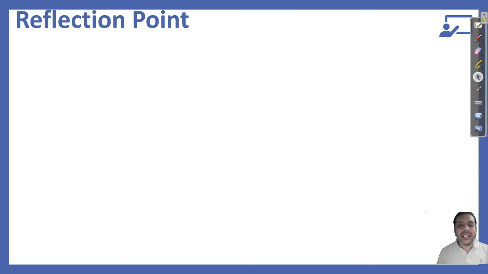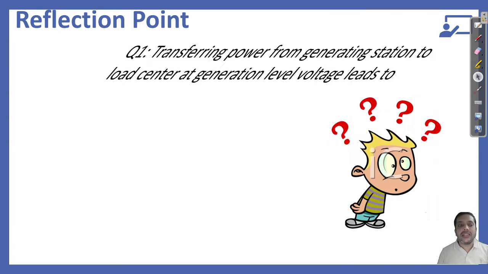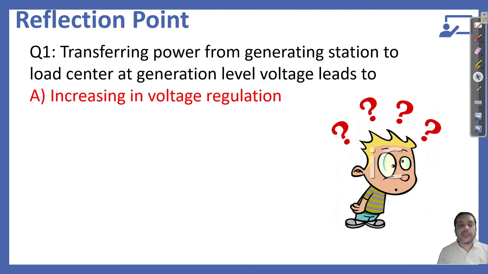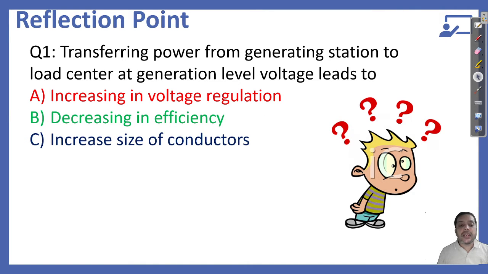So let's begin with the reflection point. I am putting one question in front of you. You have to answer that question, so pause the video and try to answer it. Transferring power from generating station to the load center at generation level voltage leads to increasing voltage regulation, decreasing efficiency, increasing size of conductor, or all of the above. So let's pause the video for some duration and try to answer this question.